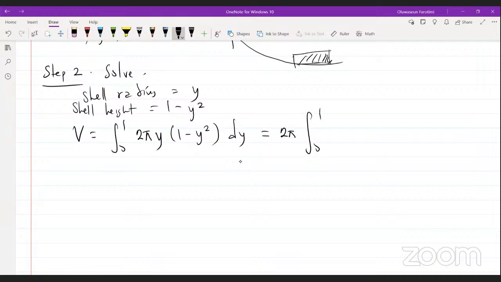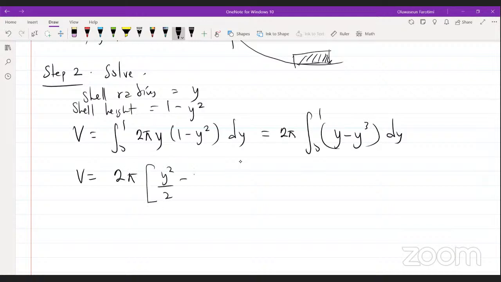So this comes back to a very easy integration. This is 0 to 1, you have y minus y cubed dy. And my volume is exactly going to be what, guys? You have 2 pi times y squared over 2 minus y to the 4th over 4, from 0 to 1. If you do this, this is exactly going to be pi over 2.